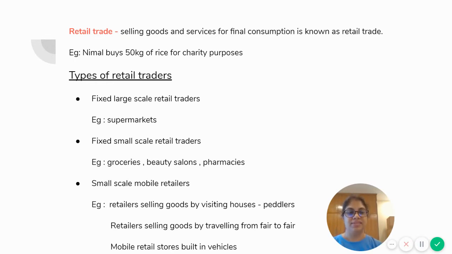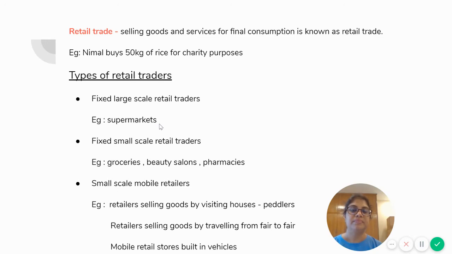Fixed large-scale retail traders. Supermarkets like Keells, Cargills, Sathosa, Arpico, Laugfs, all these supermarket chains come under fixed large-scale retail traders. Why? Even though they are very large in operation, they are also selling goods and services for the final consumption of the consumers. They are fixed, they have a continued existence, and they are operating on a large scale. Therefore, they will be named as fixed large-scale retail traders.